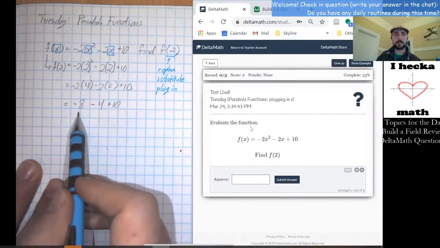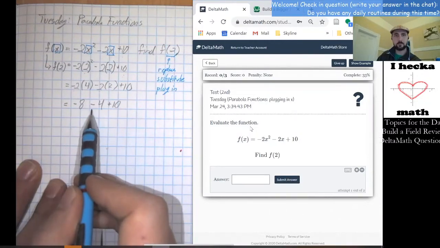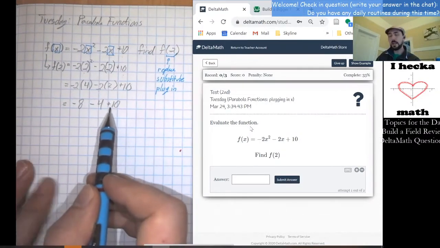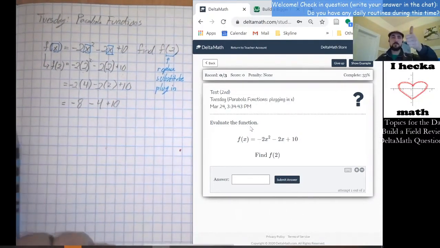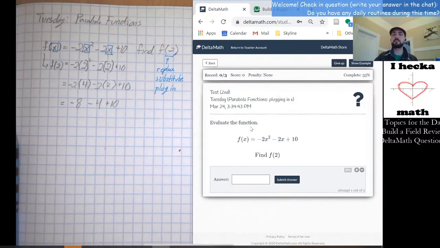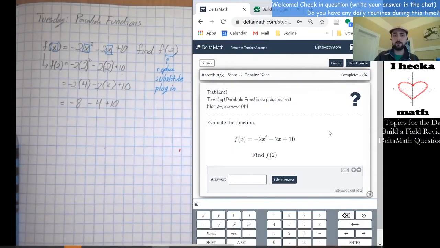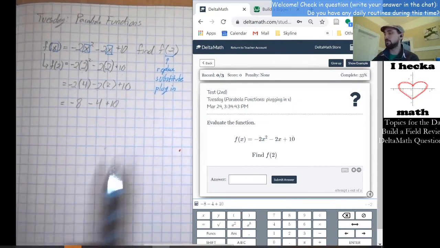And then we just have to add these all together. -8, -4, plus 10. And if you can do that in your head, great. If you want to use a calculator, double great, right? DeltaMath comes equipped with a calculator. So if I want to do -8 minus 4 plus 10, the total answer I see in the corner here is -2.